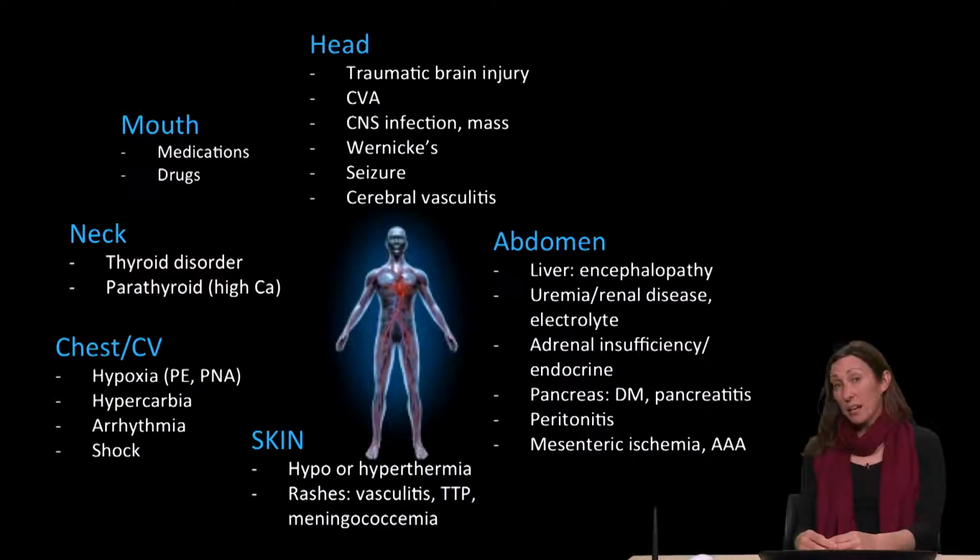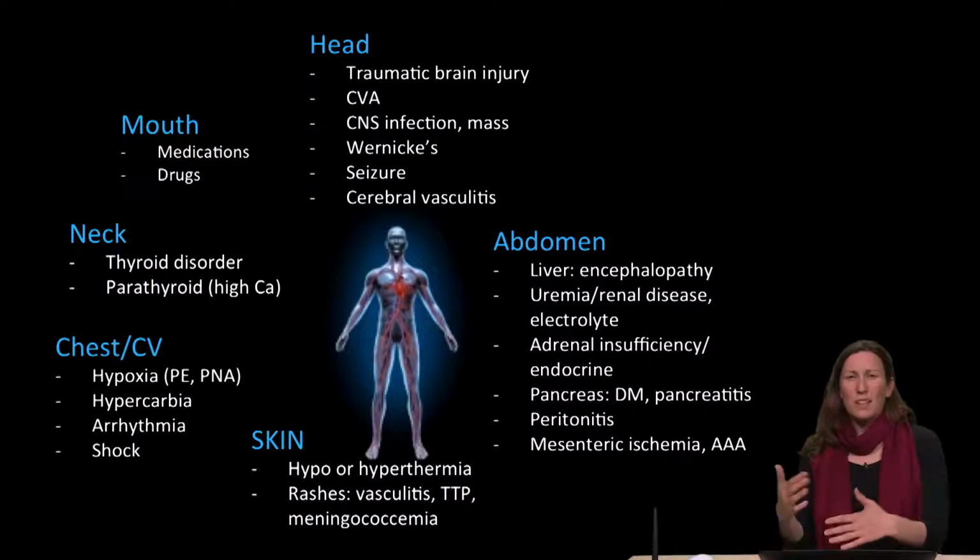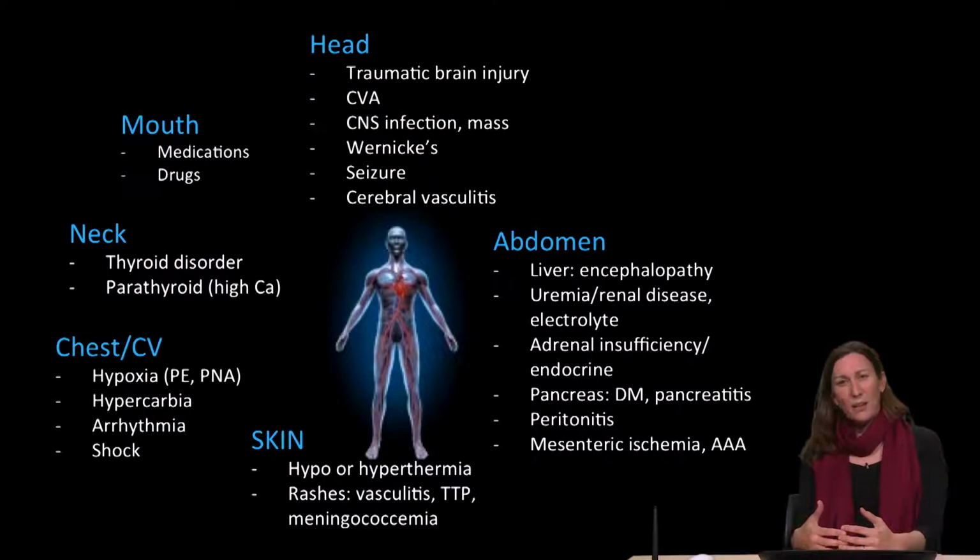In the neck, I use that as a chance to think about thyroid disorders, parathyroid that may result in hypercalcemia. I move on to the chest or cardiovascular exam and think about causes of hypoxia, like pulmonary embolism or pneumonia. Think about hypercarbia that may result from decompensation of COPD. Thinking about dysrhythmias or shock. Moving on to the abdominal exam, again, looking for any stigmata or signs of liver disease, any signs of renal disease or electrolyte abnormalities. I think about adrenal insufficiency and other endocrine disorders. The pancreas, so diabetes or pancreatitis. Thinking about severe infections and peritonitis or mesenteric ischemia or AAAs.